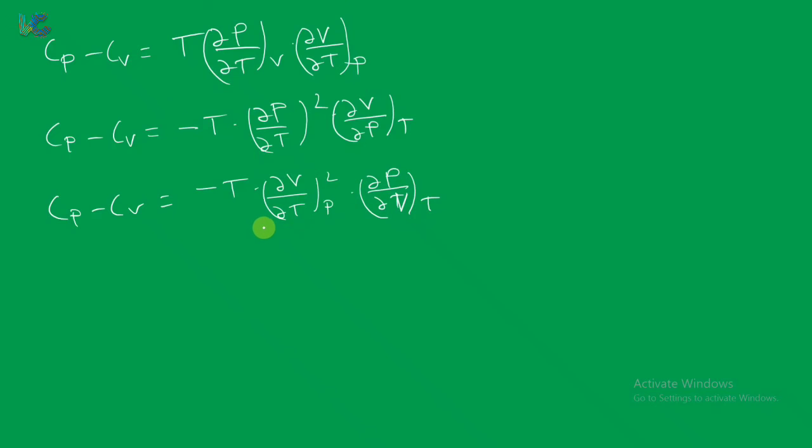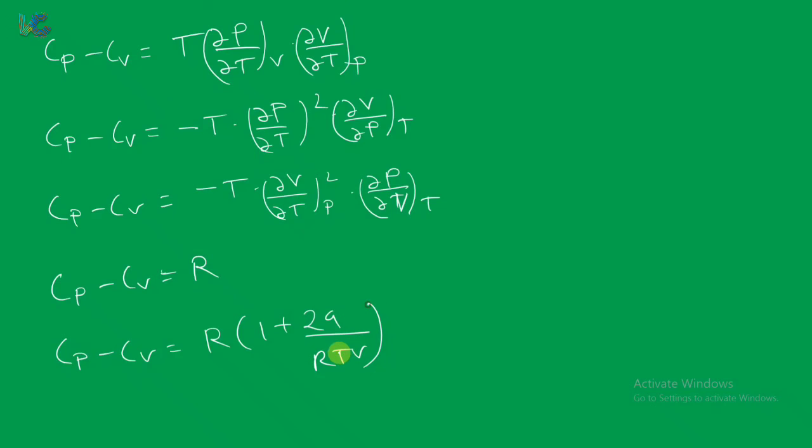Then for an ideal gas, and for a gas where the A term is equal to 0, for 1 mole we can write Cp minus Cv is equal to R. For a van der Waals gas, for 1 mole, Cp minus Cv is equal to R into 1 plus 2A by RTV. These we have already proved. Then in terms of the thermodynamic coefficient, Cp minus Cv is equal to alpha square Tv by beta, and there is a special condition where Cp will be equal to Cv.